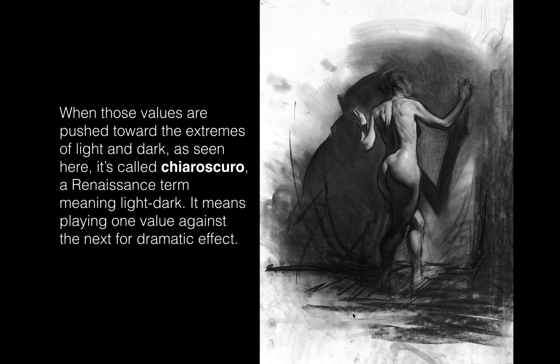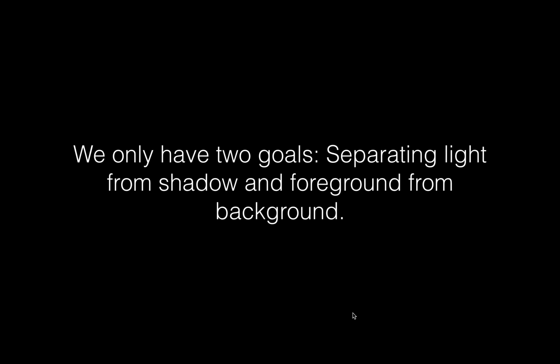So when those values are pushed towards the extremes of light and dark, as seen here in this example, it's called chiaroscuro. This is a Renaissance term meaning light and dark. It means playing one value against the next for dramatic effect. So you can see in this example the really intense light coming down, and those really dark, intense shadows in the background and on that wall.